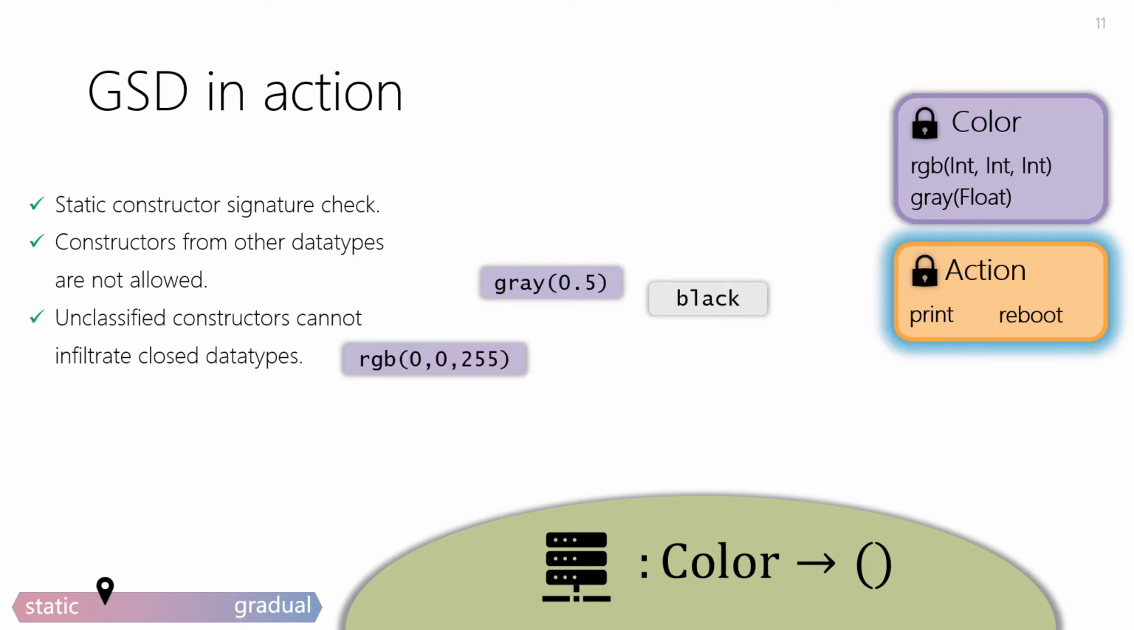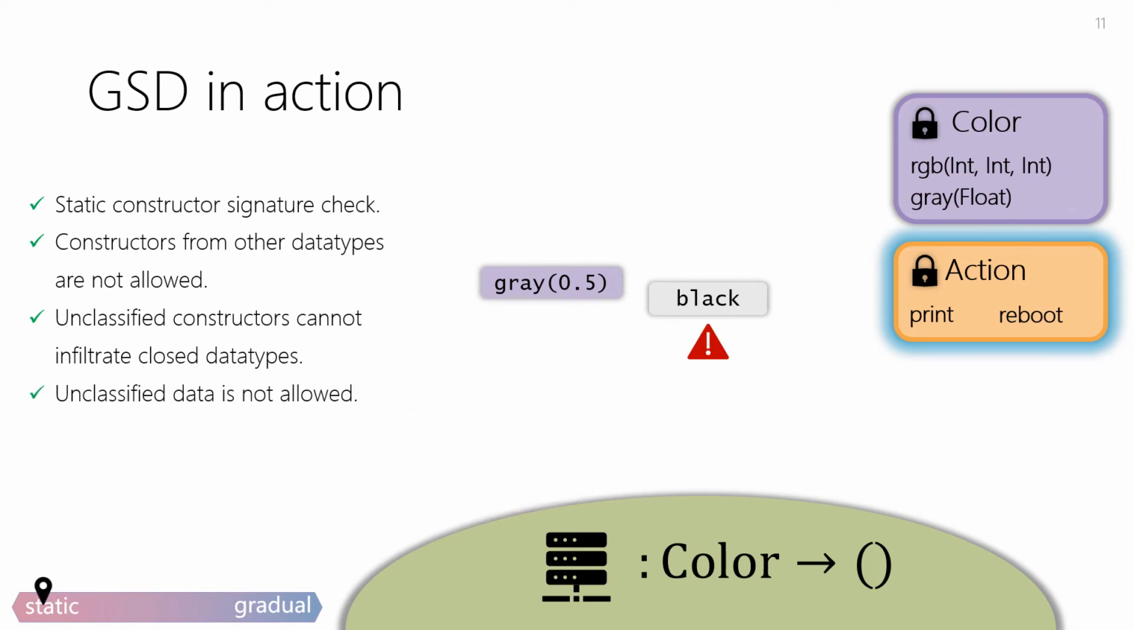Finally, we can make this program even more structured by closing every data type. This makes unclassified data a static error. Now we can have a completely static program.